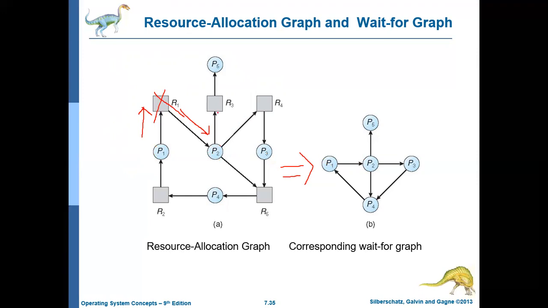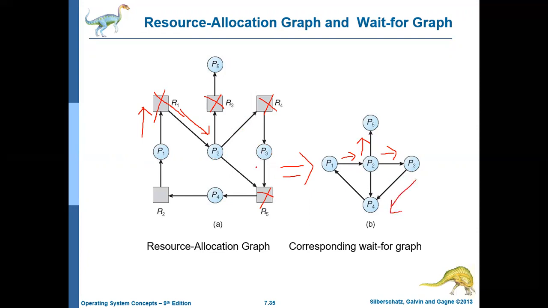Similarly, there is P2 to R3 and R3 to P5. So collapse this resource R3, and you'll get P2 to P5. Okay. Then P2 to R4 and R4 to P3. So collapse this R4, and you'll get P2 to P3. Okay. Right. So all these we got. Similarly, P3 to R5 and R5 to P4. So collapse R5, and we'll get P3 to P4.